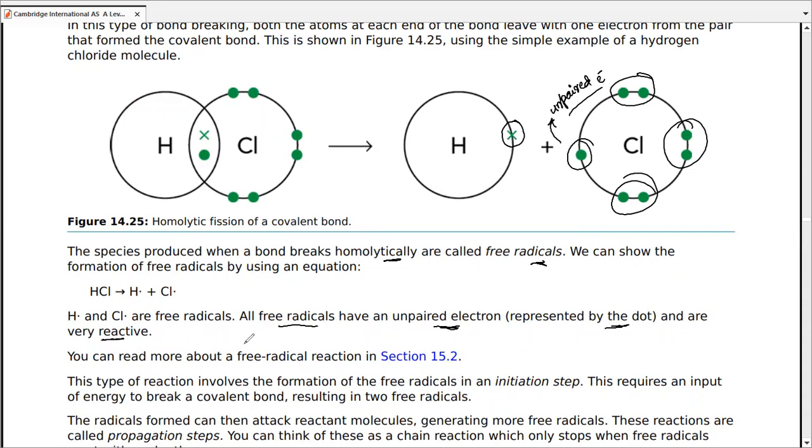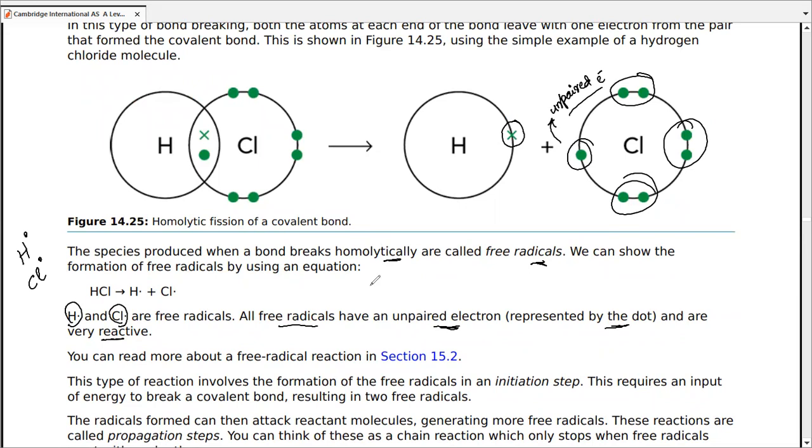So homolytic fission itself is not something that we consider important, but the product it is going to produce is considered very important. It gives us H free radical and Cl free radical. That's how we pronounce it. We don't call it H dot or Cl dot. That's not the way we call it. We call it H free radical and Cl free radical.